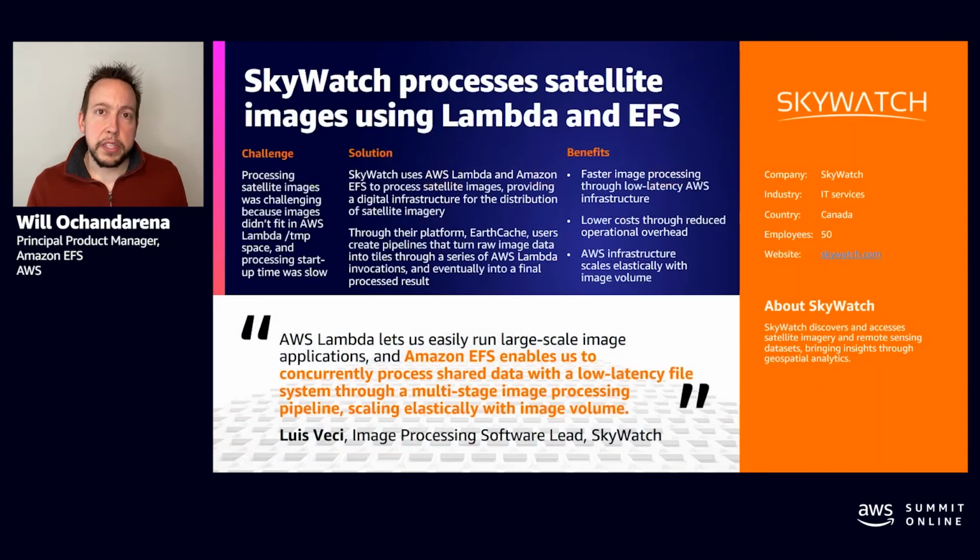So an example of a customer that's doing this is called Skywatch. As the name suggests, they process satellite imagery. And that satellite imagery, those files can be quite large. So they were able to move their data pipeline functions into Lambda by using EFS to store those large files as they move through.